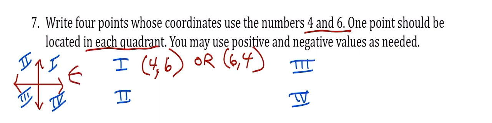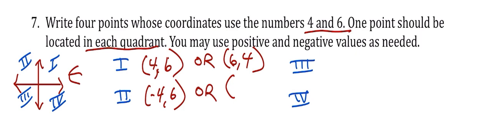Okay, if we're in quadrant 2, I kind of reminded you of the quadrants over here, but if we're in quadrant 2, then the x coordinate is negative, but the y coordinate is still positive. So we could either have negative 4, 6, or we could have negative 6, positive 4. So either way, we would be in quadrant 2.